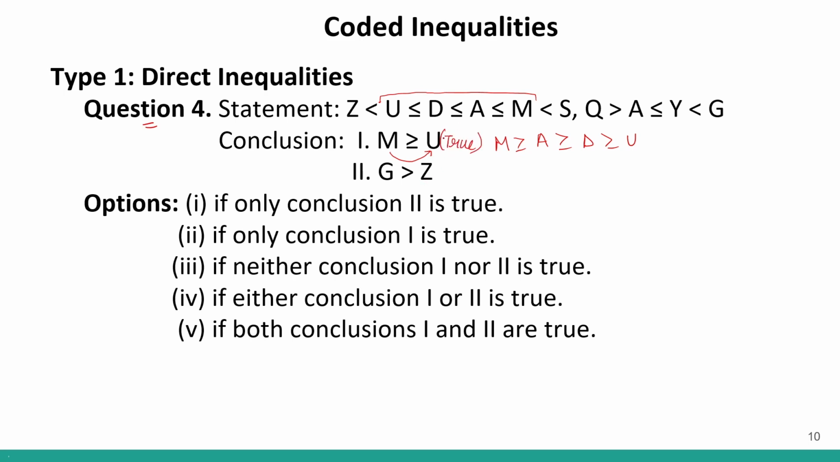Okay? Coming to conclusion 2. Conclusion 2 says that G is greater than Z. So we will move from G to Z. Correct? Over here I can find a relationship between G and A, and over here I can find a relationship between A and Z. So if I write it, G is greater than Y is greater than equal to A is greater than equal to D is greater than equal to U, and U is greater than Z. So this is given to us. Based on this information, I can clearly see that G is definitely greater than Z. So this will also be true.